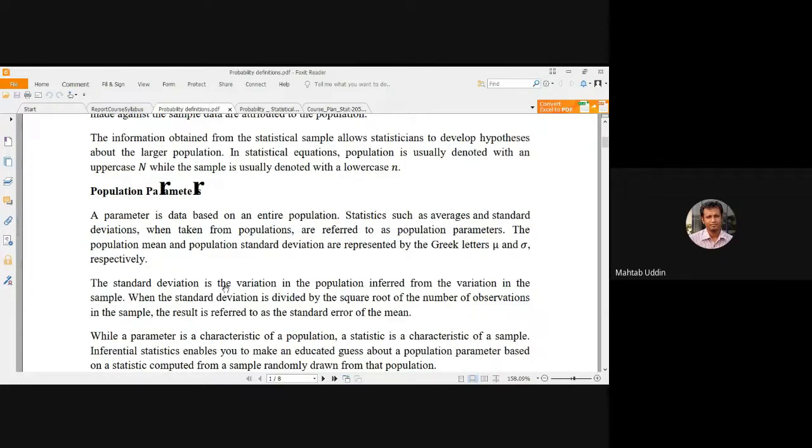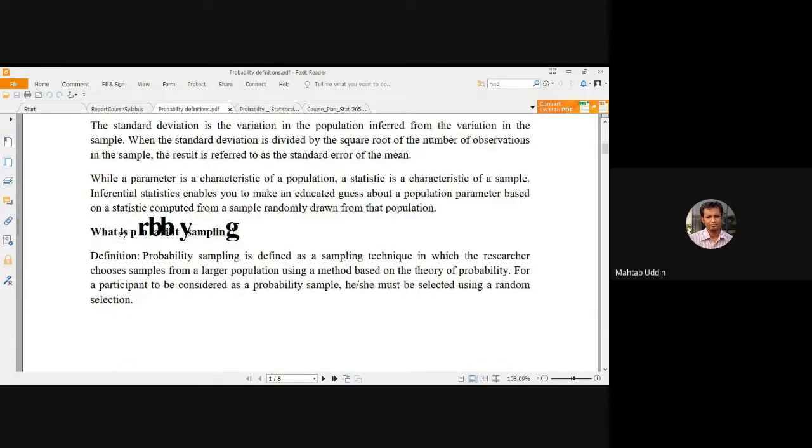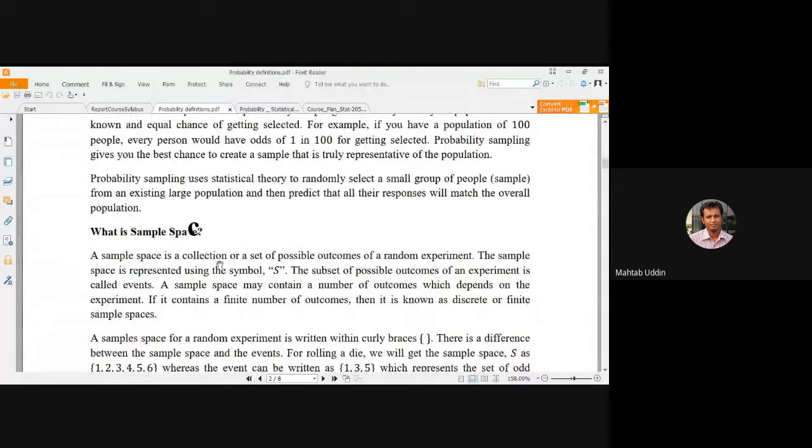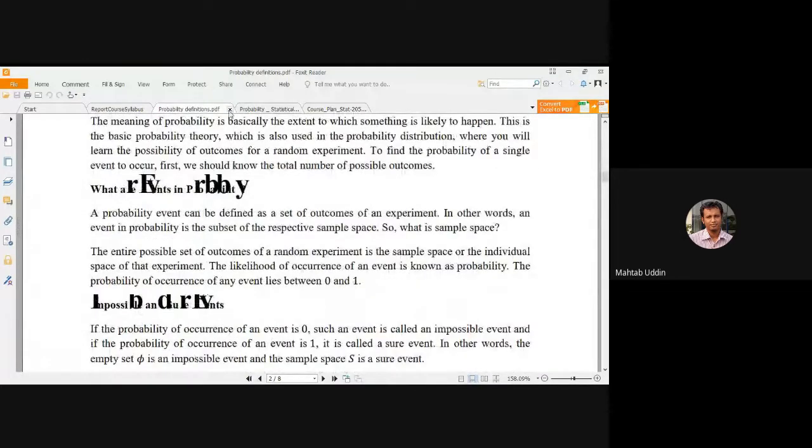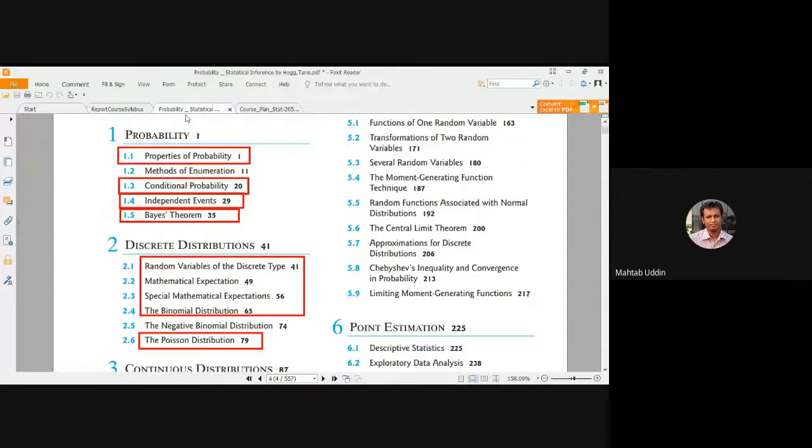There are some parameters given here. What is the property of the sampling? They are given here. What is the sample space? What is the problem? I am going to open this once again. Probability definitions.